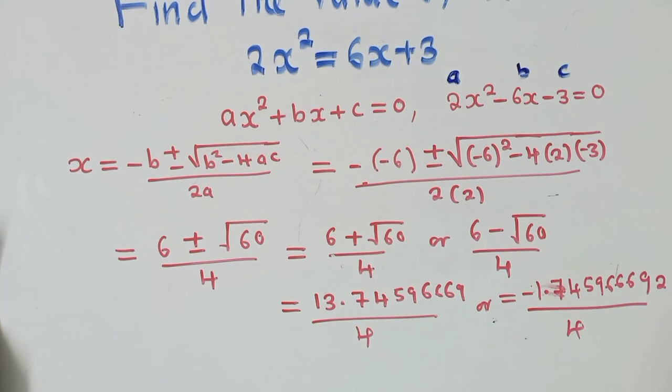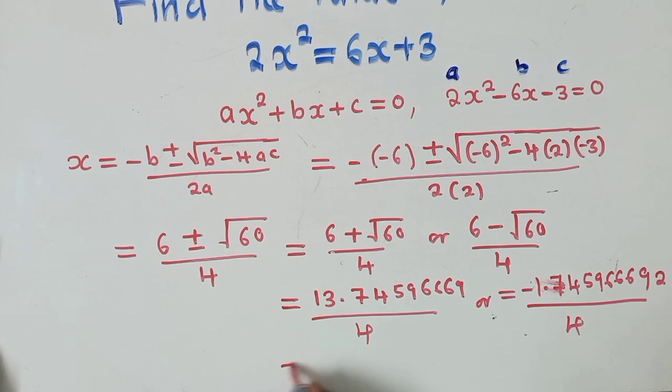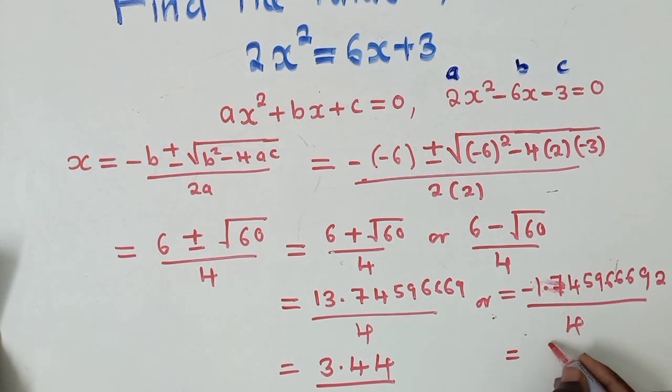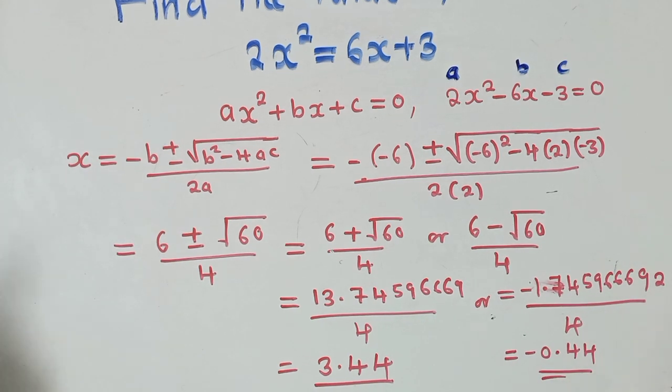Now here, the final part, you work out and you're going to get your answer to be 3.44. This is in 2 decimal places. And then this also is giving us a negative 0.44, like this. These are the 2 solutions.